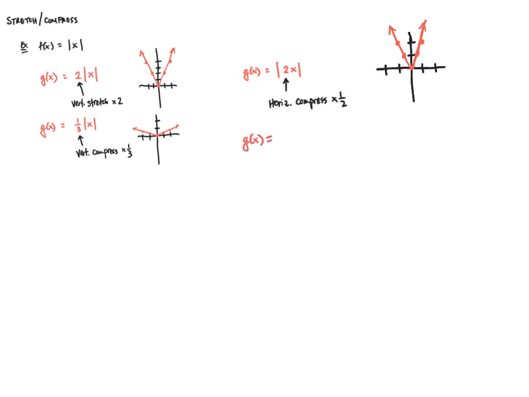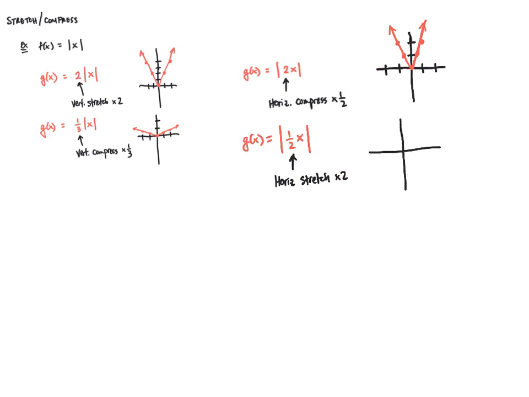Let's say you have g of x equals the absolute value of 1/2 x. So now what's this 1/2 inside gonna do? Well, it's horizontal because it's inside, and it's the inverse of what it appears. So instead of multiplying by 1/2, you're gonna divide by 1/2. And dividing by 1/2 is like multiplying by 2. So this is gonna be called a vertical stretch, or sorry, horizontal stretch times 2.